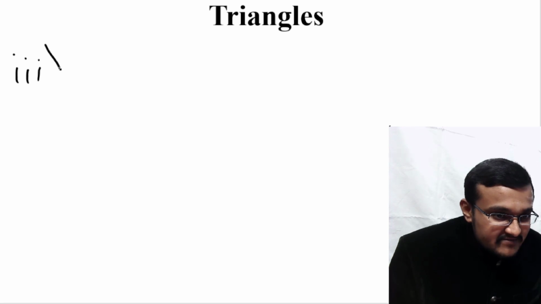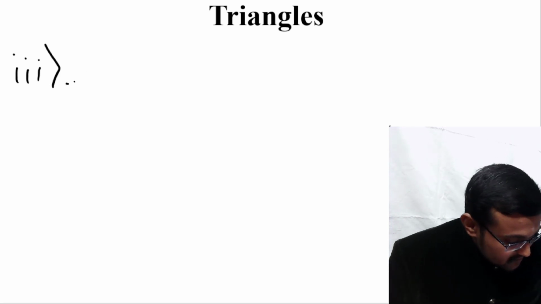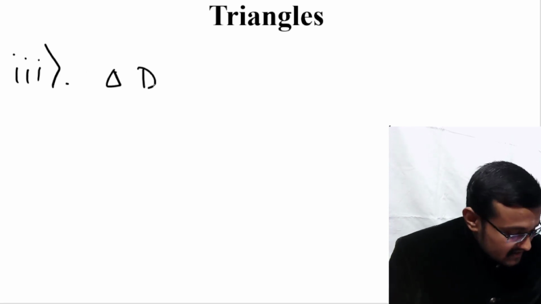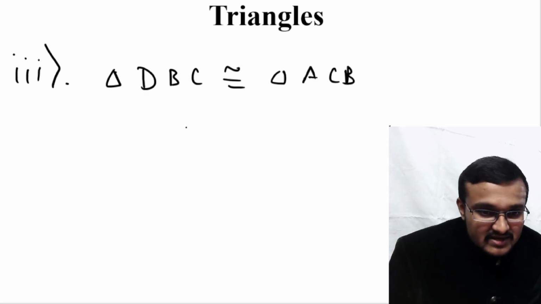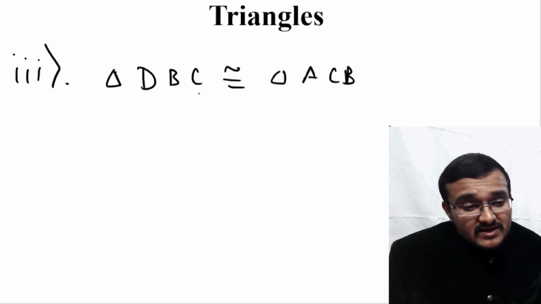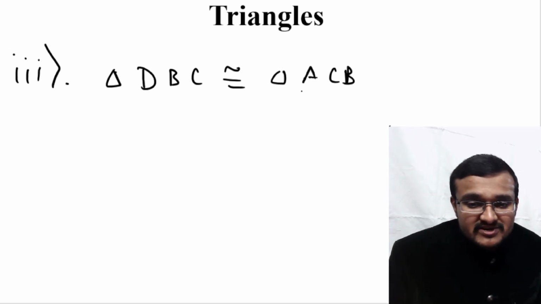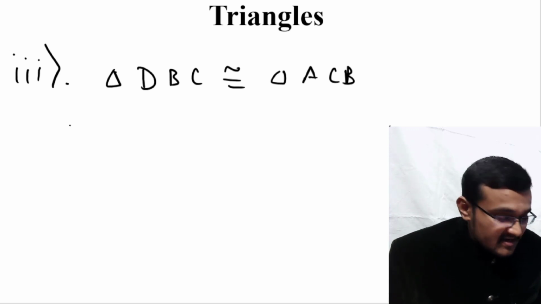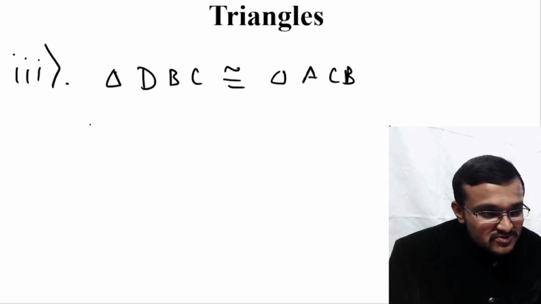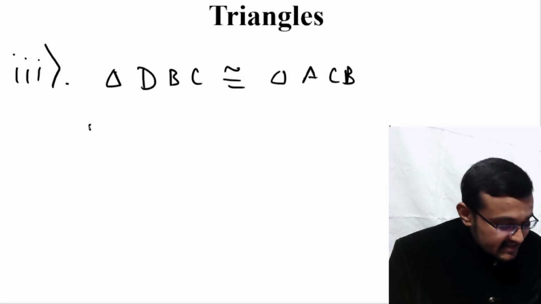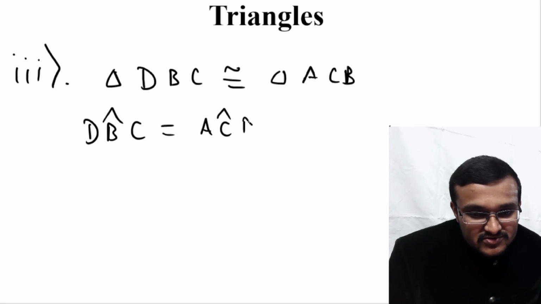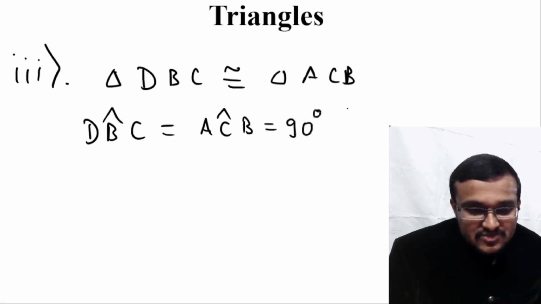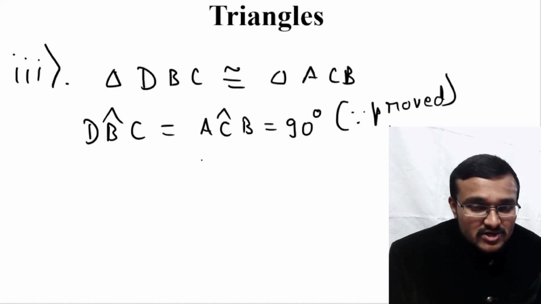In the same question you have the third question. Here you have to prove triangle DBC is congruent to triangle ACB. In order to prove this, we can straight away consider the second question. We have solved that DBC is equal to 90 degrees. Here ACB is also equal to 90 degrees. So DBC is equal to ACB is equal to 90 degrees, which we have already proved. So one angle is equal in both.